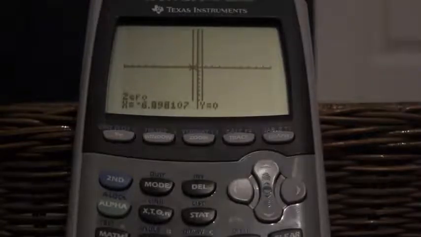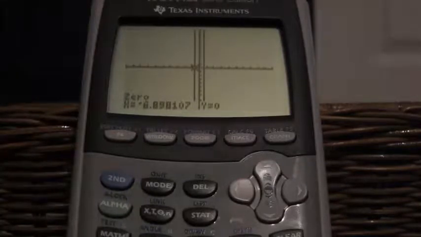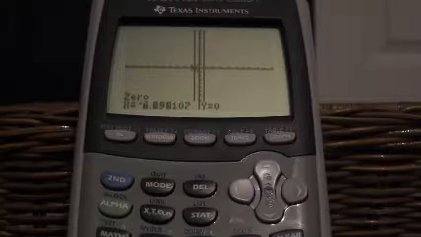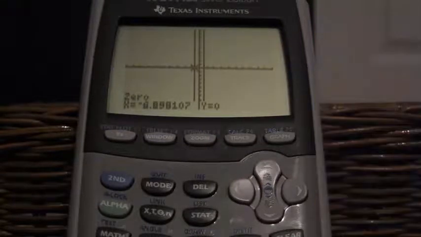This 0 would be x equals negative 6.898107, which is probably a rounded out number, and you would probably end up getting something like 2 square root of 7, or some other weird decimal like that. This thing does not do square roots. I wish it did, but it does not.